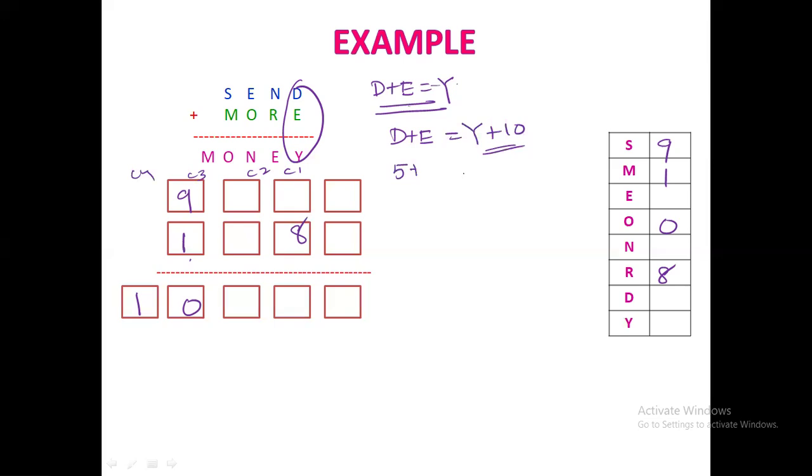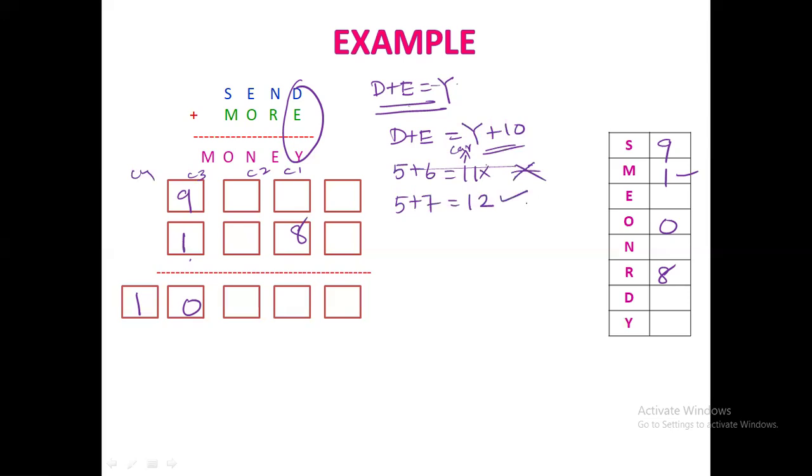5 plus 6, if I am adding, I will be getting 11. This is the carry, no problem at all. D plus E, if I am adding. But 1 is not possible. Why is 1 not possible? Already M is assigned to 1. So we cannot take this. Okay. And next, if I am adding 5 plus 7, I will be getting 1 plus 2.